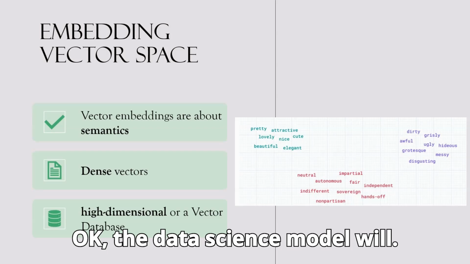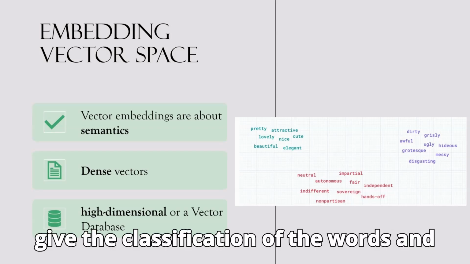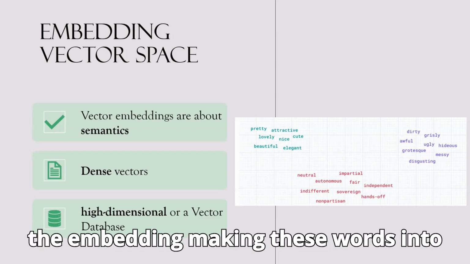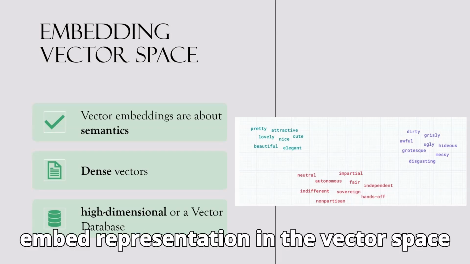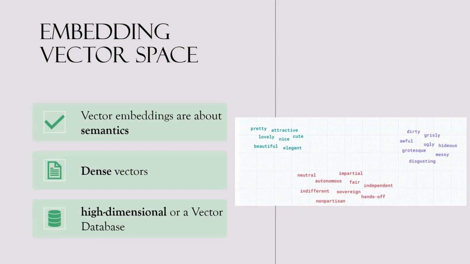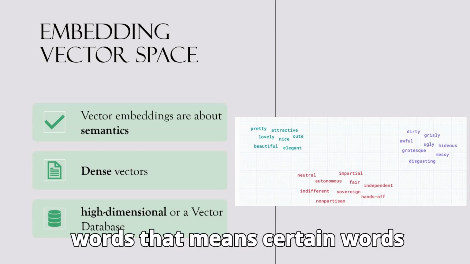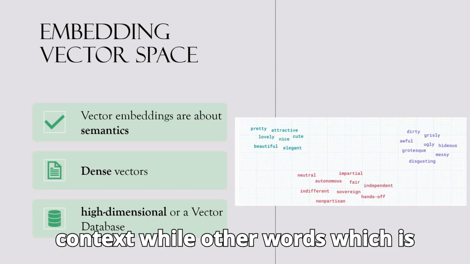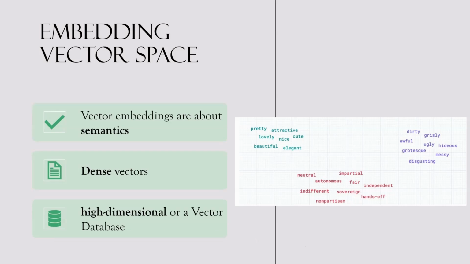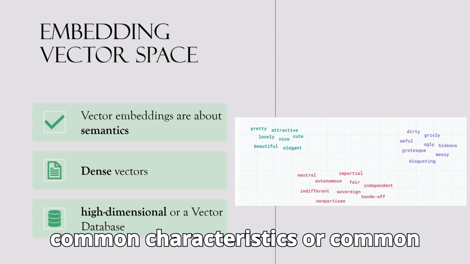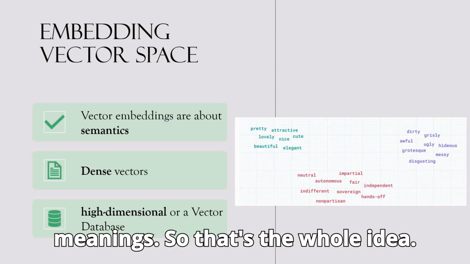Okay, the data science model will give the classification of the words, and then the vector representation, or the embedding, making these words into an embedded representation in the vector space, gives you the distance between these words. That means certain words have the same meanings or the same context, while other words, if they are too distant, don't have common characteristics or common meanings. So that's the whole idea.